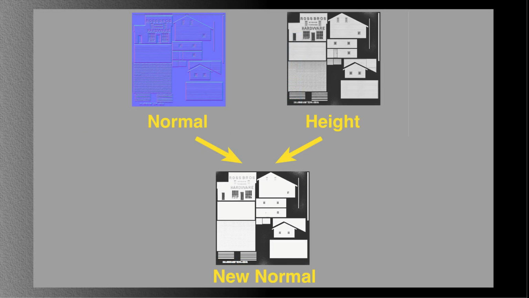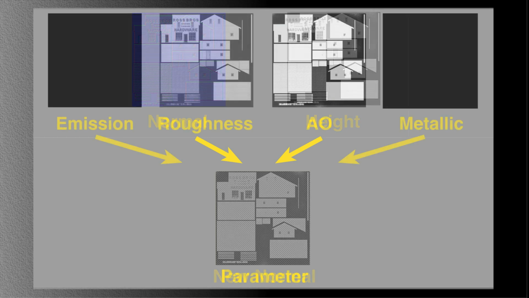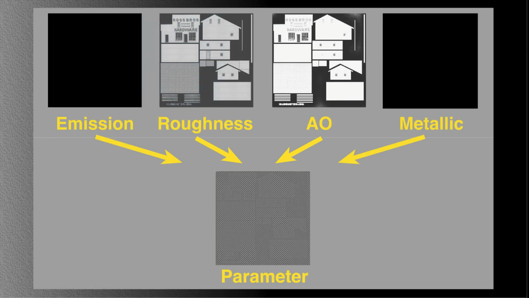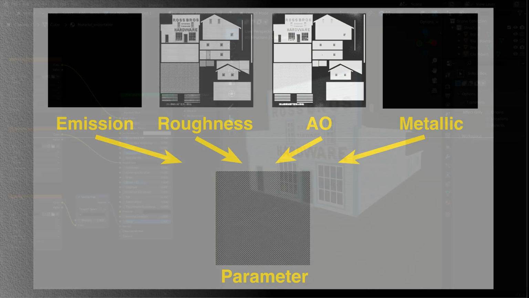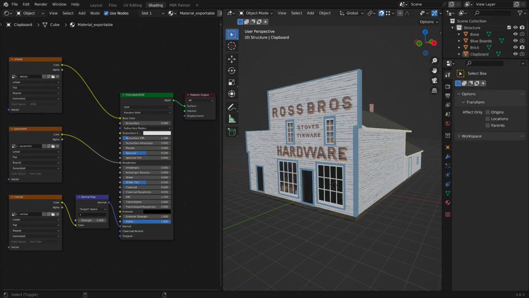Once textured, you will need to add the height map to the alpha channel of the normal map to generate parallax, and combine emission, roughness, ambient occlusion, and metallic maps to generate a parameter map. The albedo, normal, plus height, and parameters map are fed into the principled BSDF shader node of Blender to texture Trainz assets before exporting to Trainz.